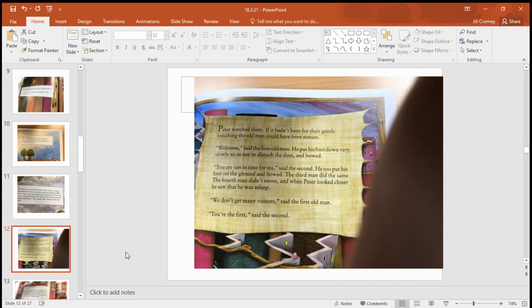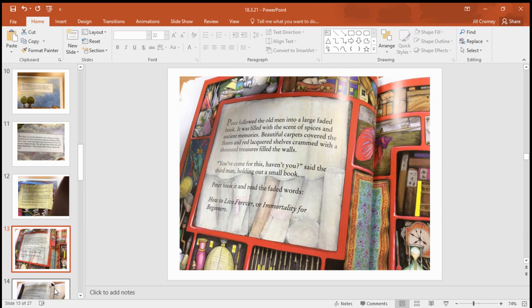Peter watched them. If it hadn't been for their gentle breathing, the old men could have been statues. "Welcome," said the old man. He put his foot down very slowly so as not to disturb the dust, and bowed. "You're just in time for tea," said the second. He, too, put his foot on the ground and bowed. The third man did the same. The fourth man didn't move, and when Peter looked closely, he saw he was asleep. "We don't get many visitors," said the first old man. "You're the first," said the second.